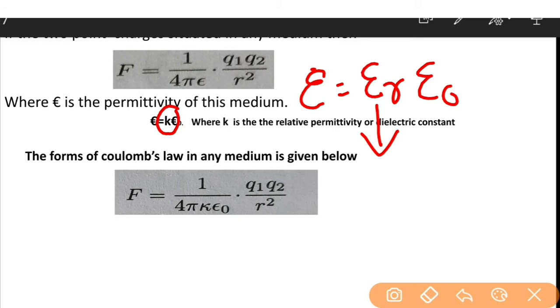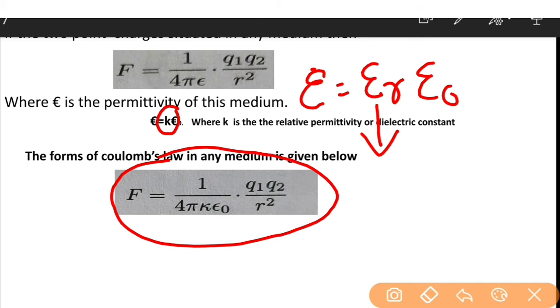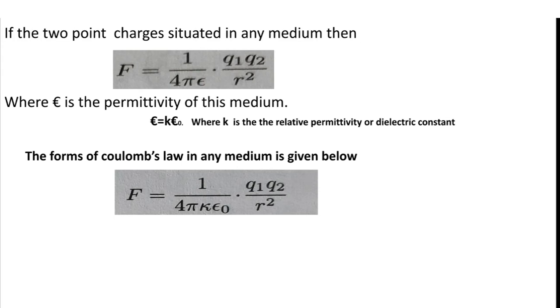Now the form of Coulomb's law in any medium. The general form of Coulomb's law is F equals 1 by 4 pi k epsilon 0 q1 q2 by r square. Here epsilon is replaced by k epsilon 0, small k epsilon 0, and we get the new general formula of Coulomb's law: F equals 1 by 4 pi k epsilon 0 q1 q2 by r square, okay.